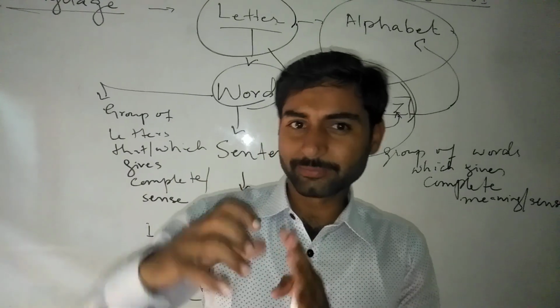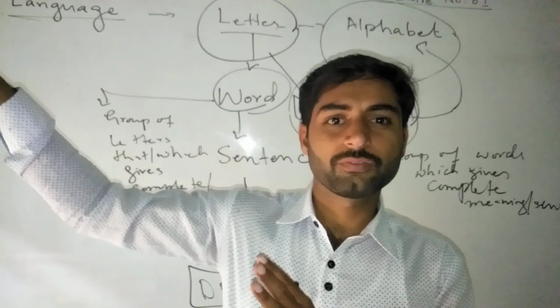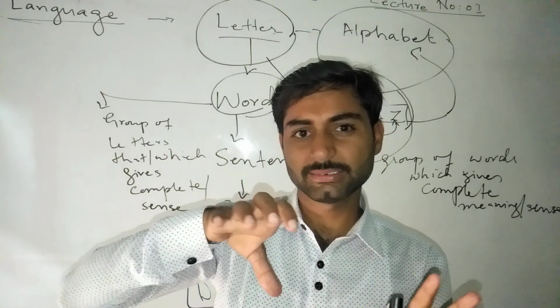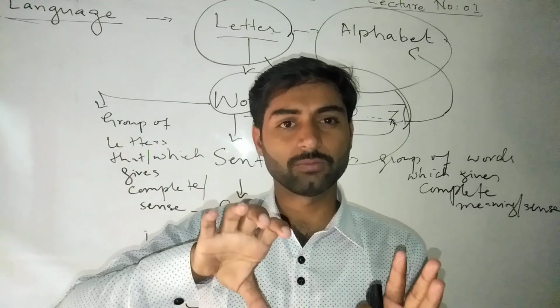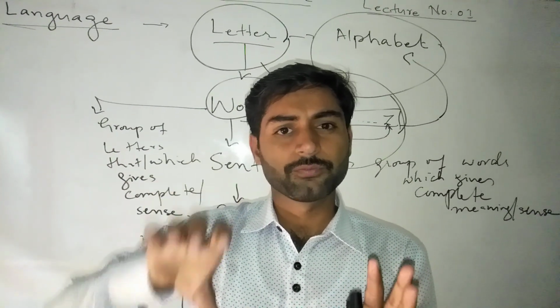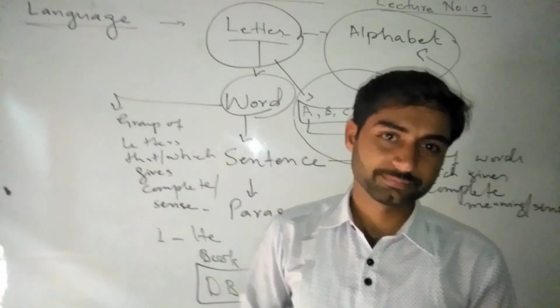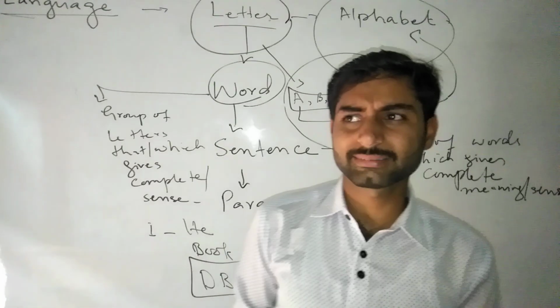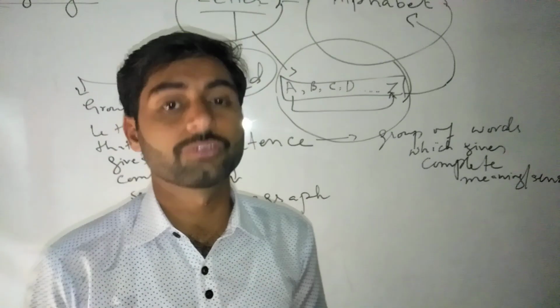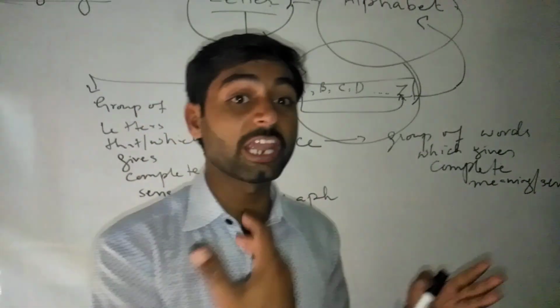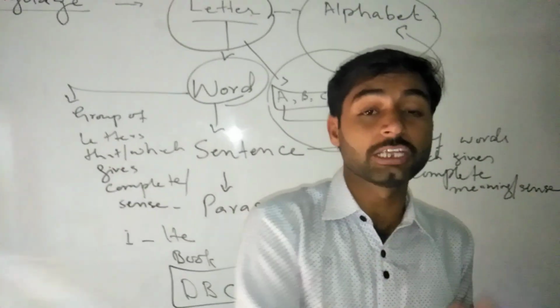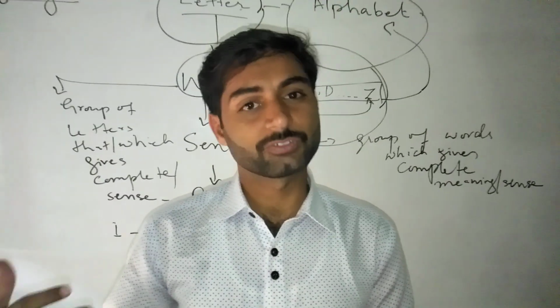How is a sentence made? A group of words makes a sentence. A group of letters makes a word. A few questions are there also, about how a letter is made then. A letter is made up of a sound. There are different sounds, A, B, C, D. So a letter is made of sound.